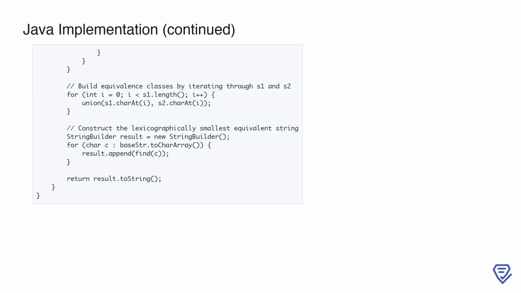To do this, we iterate over each character in the base str string, find its root parent using the find method, and append the root character to a string builder. This ensures that each character in the resulting string corresponds to the smallest equivalent character in its equivalence class. Finally, we return the constructed string by converting the string builder to a string.